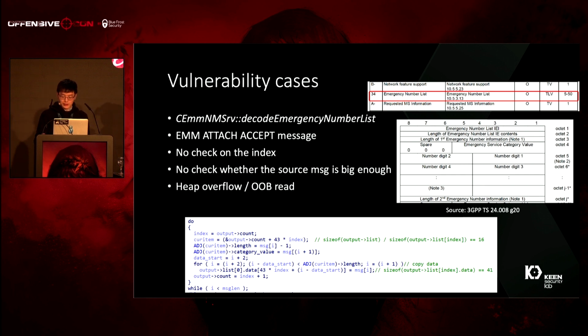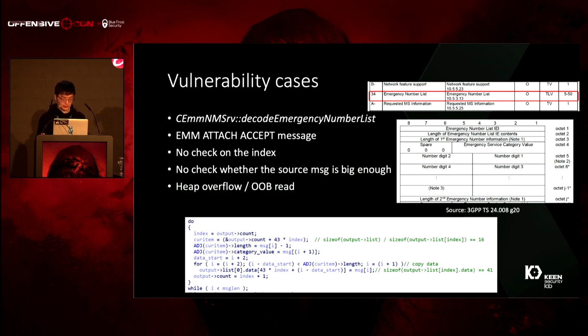So after all the theories, let's see some real vulnerabilities. This bug is in the EMM attach accept message. When the code is decoding the emergency number list, the structure is shown in the picture. It doesn't check the index of the current emergency number. So this could lead to a heap buffer overflow.